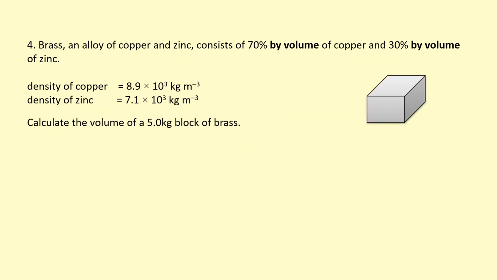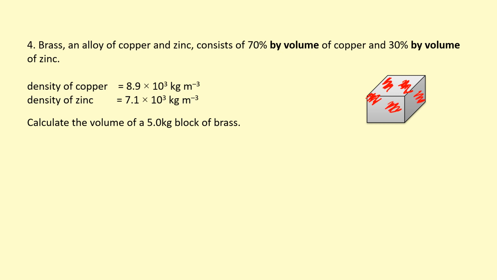Okay, brass is an alloy of copper and zinc, and it consists of 70% by volume of copper and 30% by volume of zinc. The density of copper and zinc is given. Calculate the volume of a 5 kilogram block of brass. So if we imagine this is the 5 kilogram block of brass, you can think of some parts as being made out of copper and some part being made out of zinc.